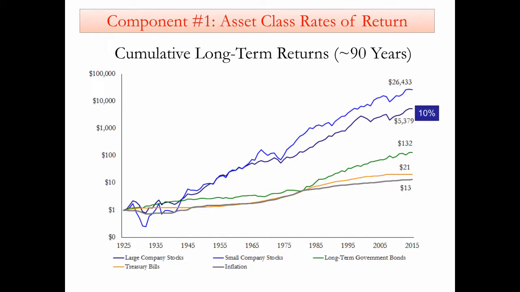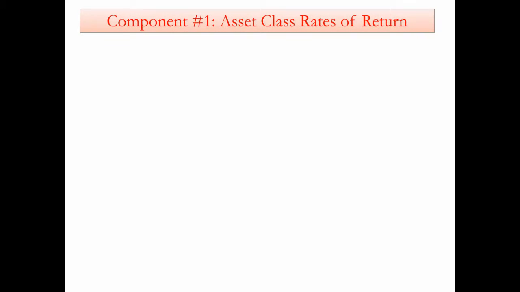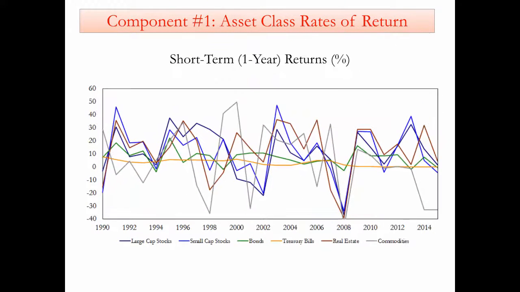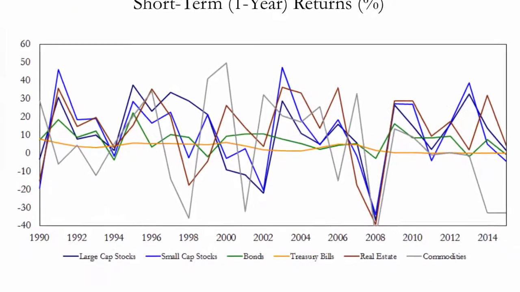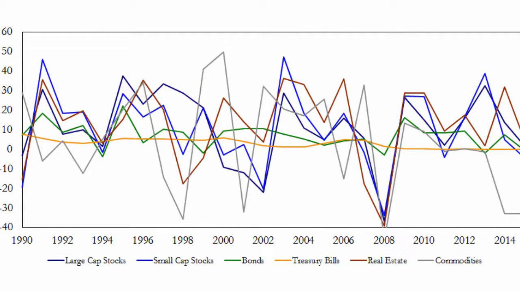Large cap company stocks in purple at 10% growth per year. And finally, the top blue line represents small company stocks at 12% growth per year on average. So why don't we just buy small or large cap stocks and forget it? Because once we look at the returns on a shorter time horizon, the picture becomes less obvious.